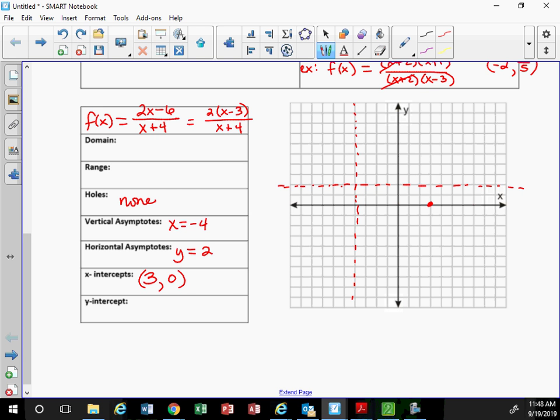Okay, 3, 0. Y-intercept, that's when I plug 0 in for x. What do I get this time?